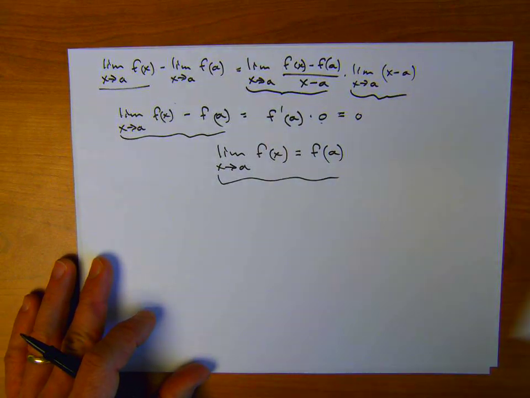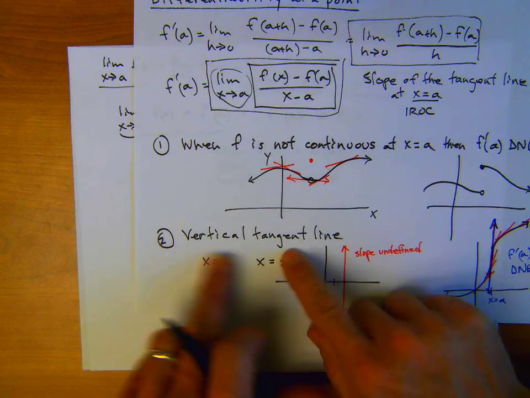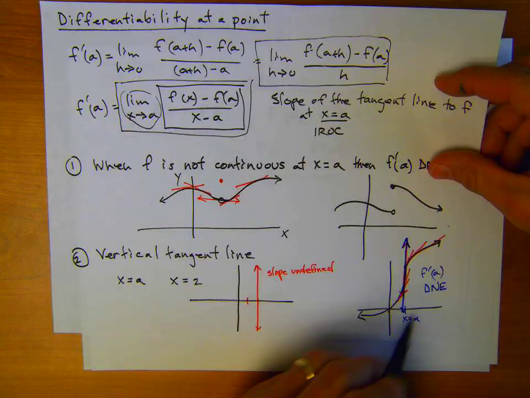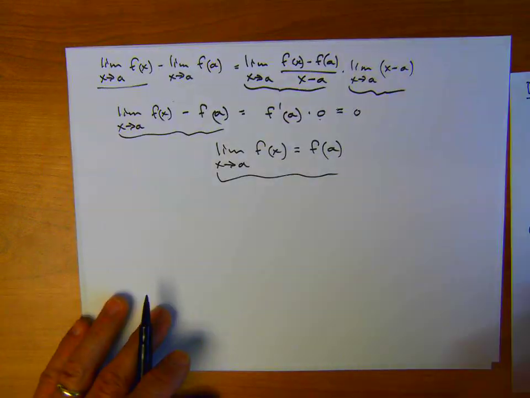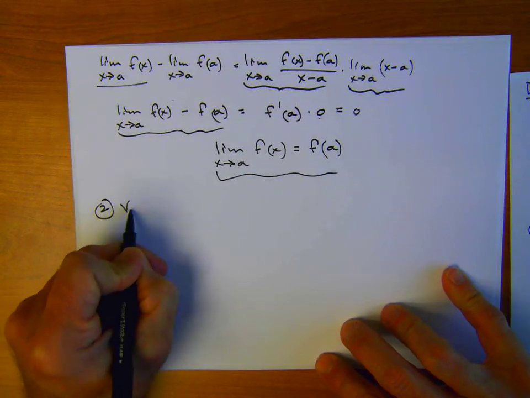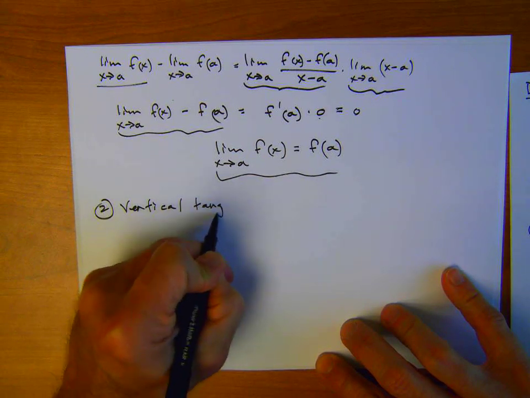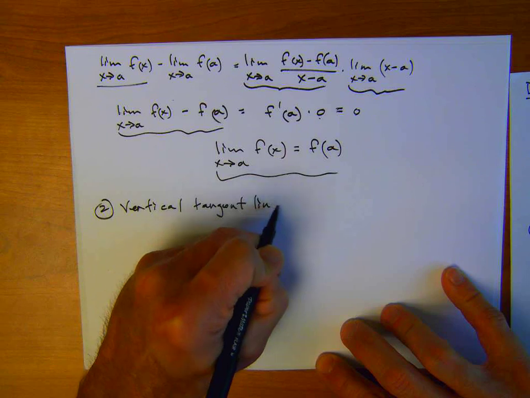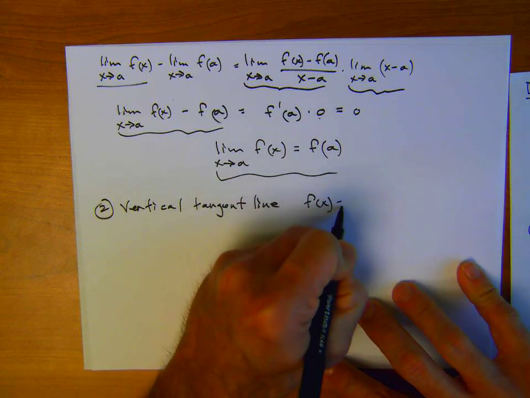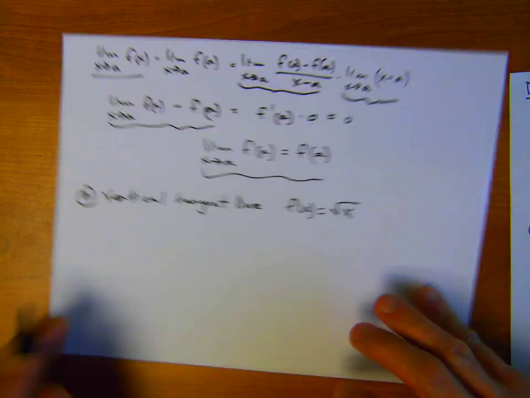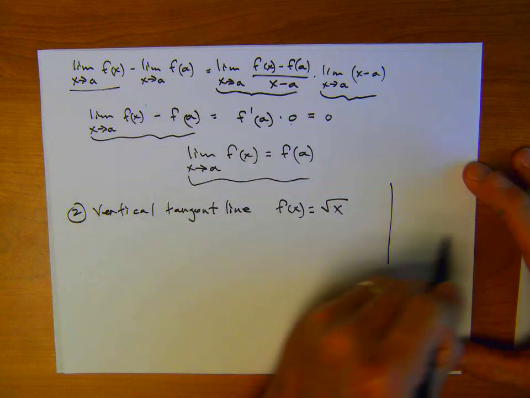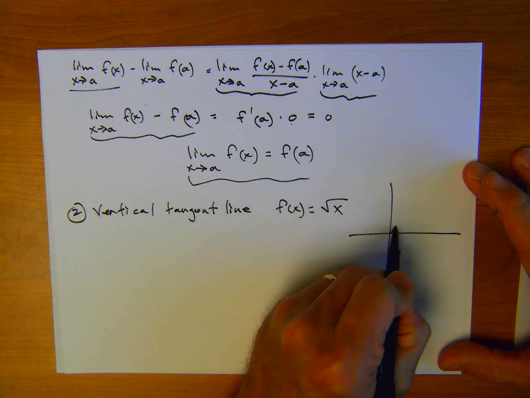Okay, let's look at just a specific example of the second one, this vertical tangent line. I'm going to give you a graphical example, but let's look at a vertical tangent line for a specific function, and this is actually a pretty familiar function. Let's take a look at f of x equal to square root of x. So graphically, we have this thing, it looks like this.